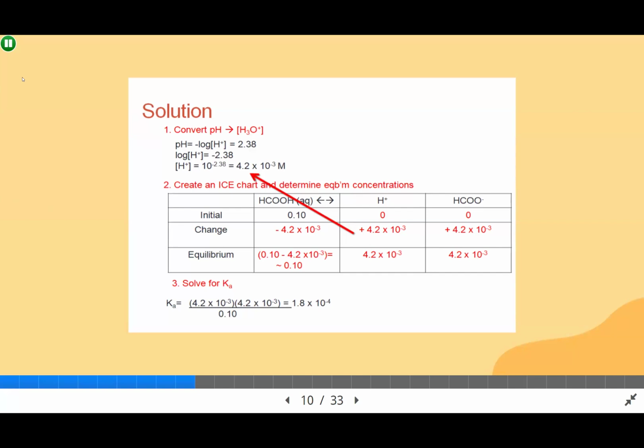And we can solve for Ka using our equation, which is going to be 4.2 times 10 to the negative 3 times 4.2 times 10 to the negative 3, because the concentrations of H plus and HCOO minus are the same. It's a 1-to-1 ratio. Divided by the final concentration of your formic acid, 0.10, and we get 1.8 times 10 to the negative 4.